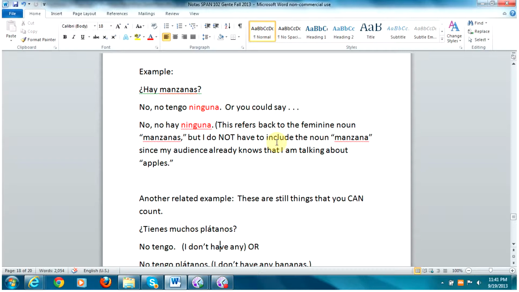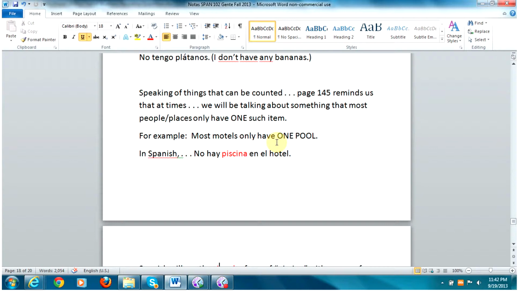So I can just use ninguna. Another related example would be, again, with things that we can count. ¿Tienes muchos plátanos? Do you have a lot of bananas? No tengo. Or no tengo plátanos. Again, no use of el or la. Just straight to the noun.